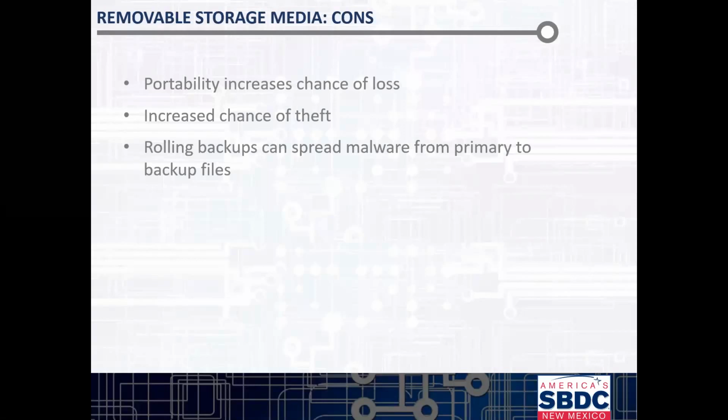But also, if you're doing rolling backups, they could still spread corruption and malware from the primary files on your computer to the backups. So it doesn't necessarily protect the external storage device if your primary files are already corrupted. You're just moving corrupt files from one place to the other. So again, it's important to always double check your primary files to make sure that you don't have corruption there.